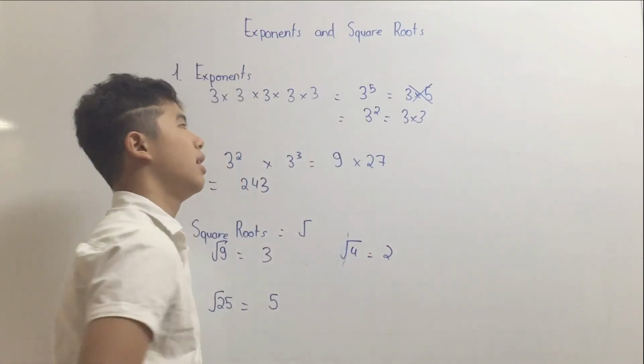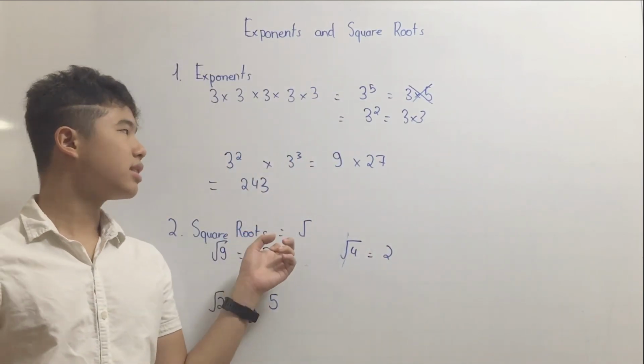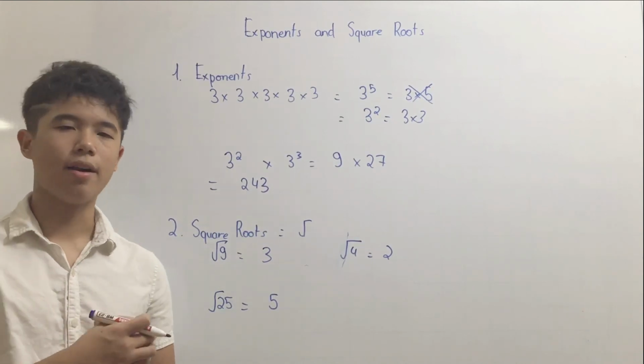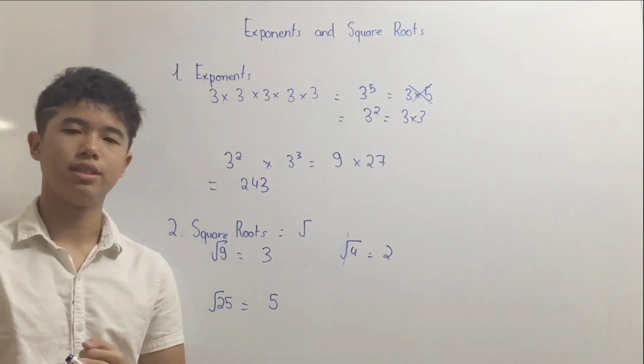It's 2. So that's all for today's lesson. We learned about exponents and square roots instead of multiplication and division.